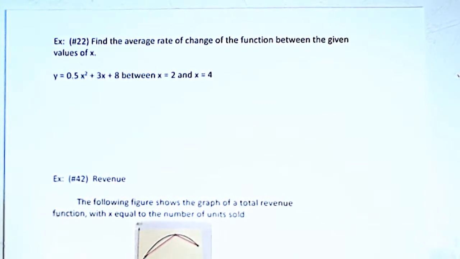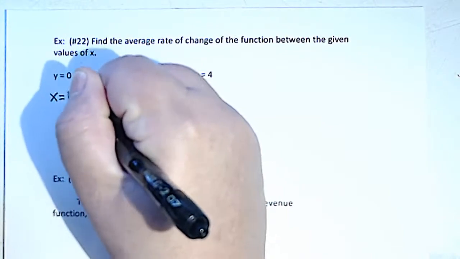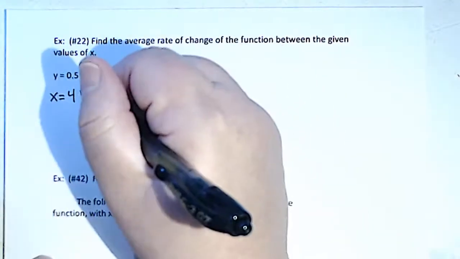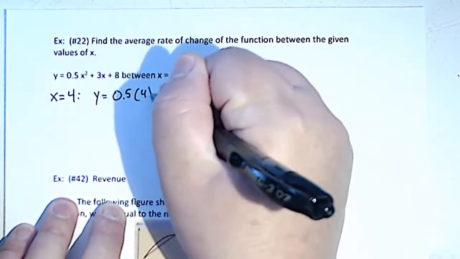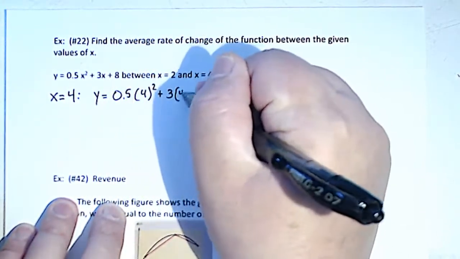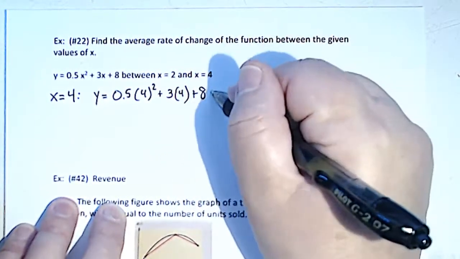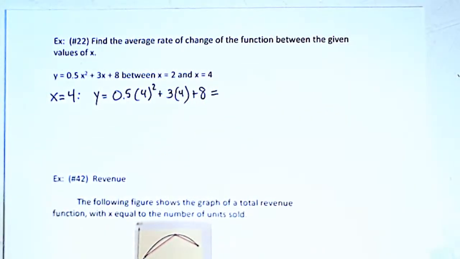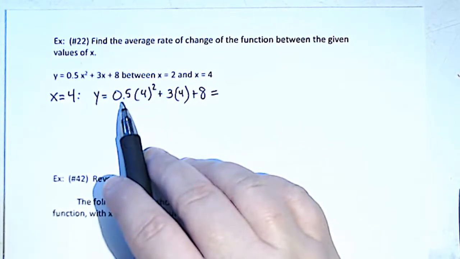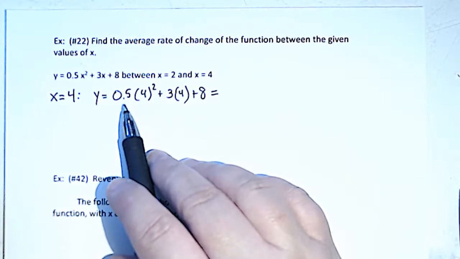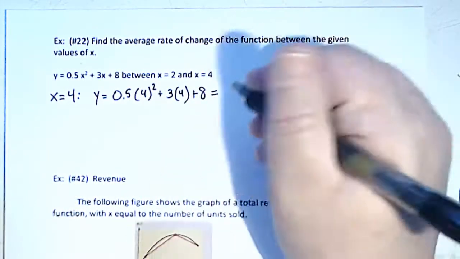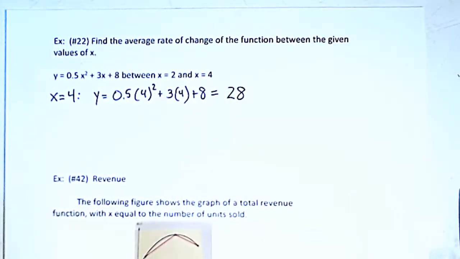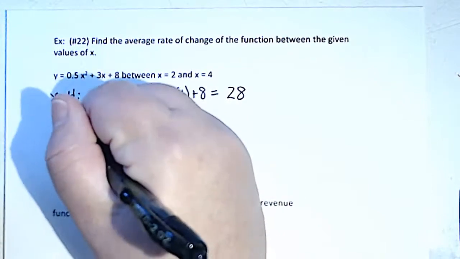What you're going to do is you take a look what happens at x equals 4. Okay, so at x equals 4, we've got y equals 0.5 times 4 squared plus 3 times 4 plus 8. Okay, and I get out my handy dandy calculator here, or I do this in my head. 16 times 0.5 is 8, plus 12 plus 8 is probably 28. Let's hope it is. If it's not, I'm just testing to make sure you're paying attention.